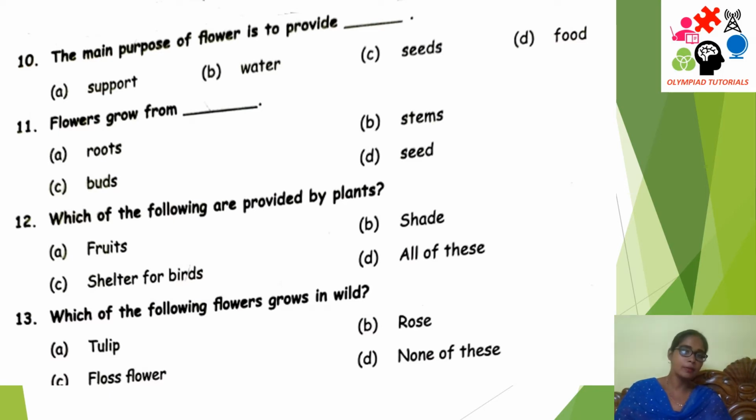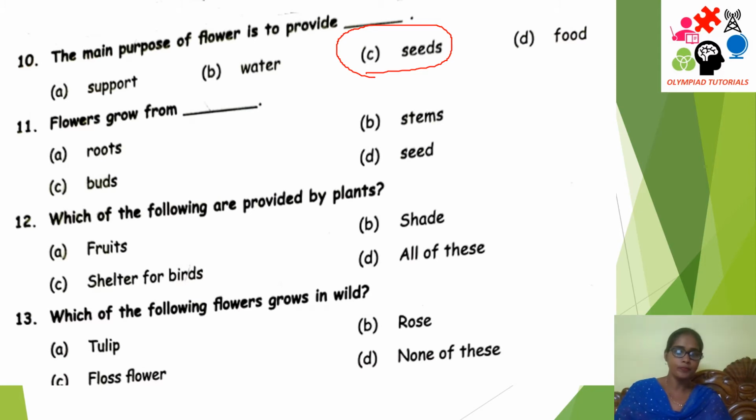Question number 10. The main purpose of a flower is to provide support, water, seed and flower. So you all know that seeds are present inside the flower, or from the flowers we get the seeds. So here your option is going to be C, seeds. Support is given by the stem and water is used for the growth of the flower.